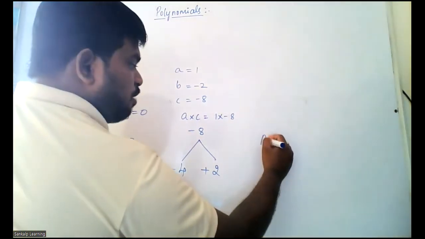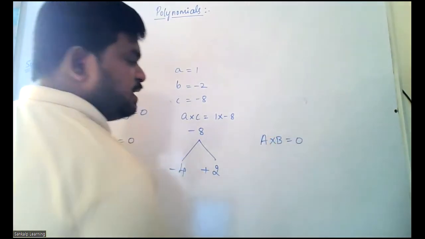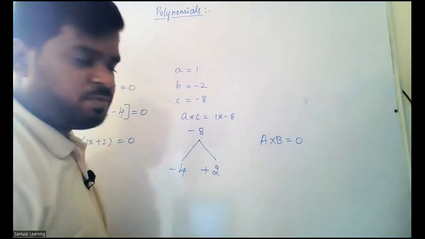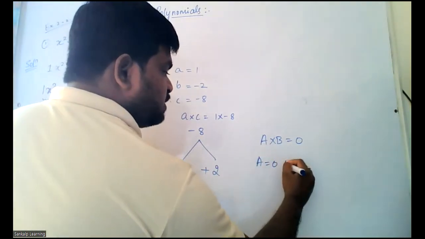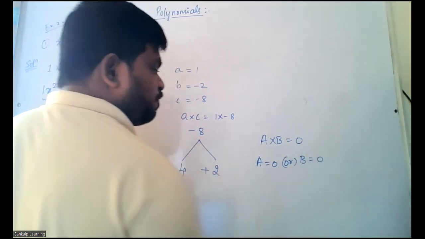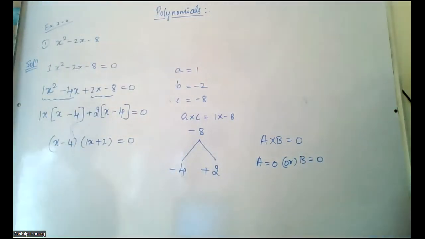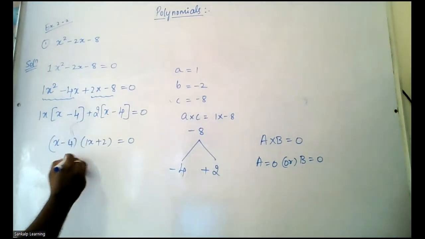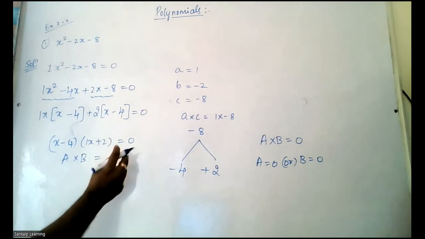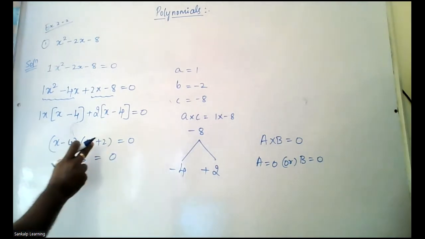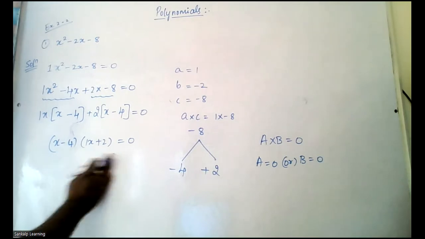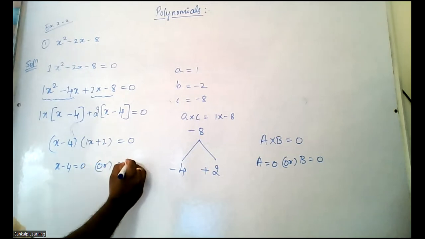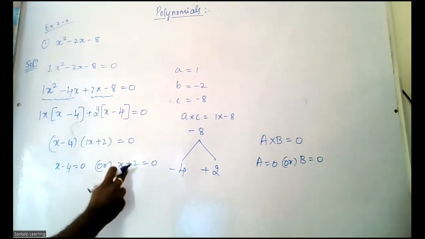Remember one thing, you are multiplying two numbers and you are getting the answer as 0. Then any one number out of these two should be 0, or both can also be 0. So either A is 0 or B is 0. Now this entire thing is like A and this entire thing is like B. So you're multiplying two numbers A into B, you're getting the answer as 0, which implies A is 0 or B is 0, isn't it? Therefore, x minus 4 should be equal to 0 or x plus 2 should be equal to 0.